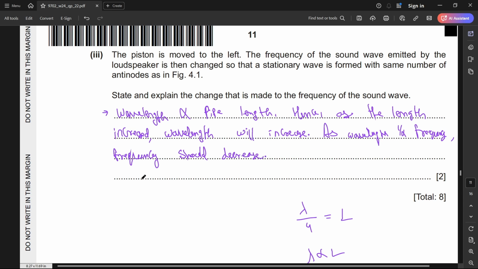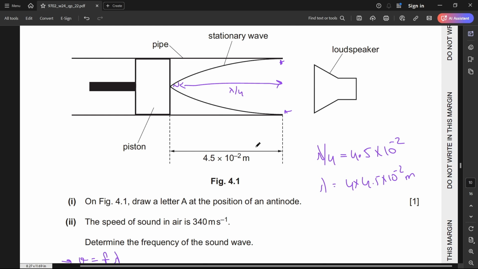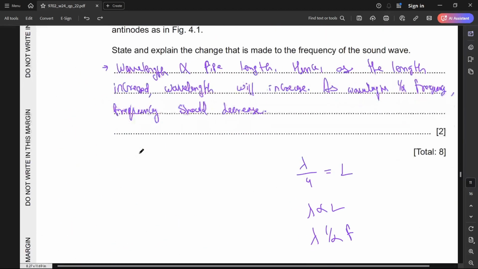So if you decrease the frequency of the loudspeaker and then the pipe is taken to the left side, then we are going to get this same kind of diagram. Let's say the piston is somewhere over here, so this kind of thing can be achieved. And that is how we solve the question on the waves.